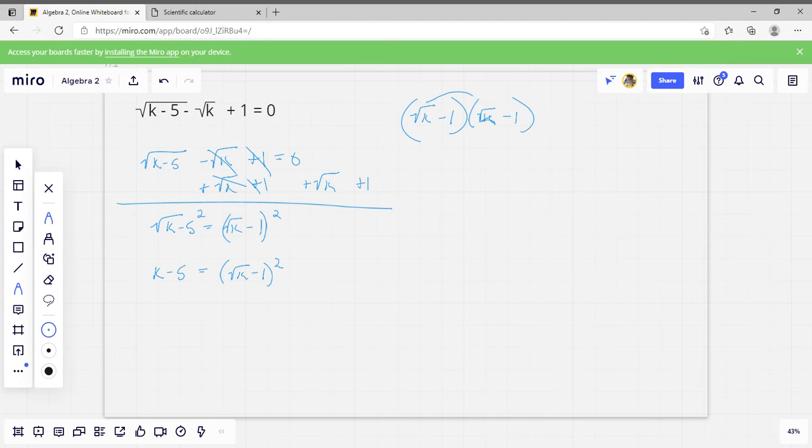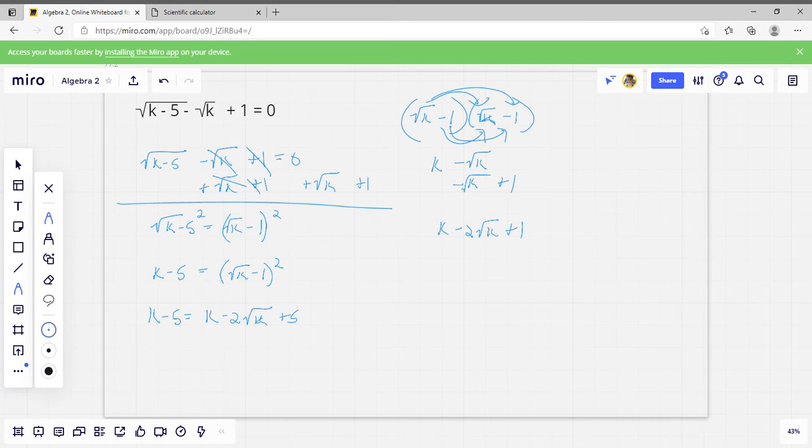Okay, so we're going to have to rainbow this. Square root of k times square root of k is going to be just k. That would be minus square root of k. And that would be minus square root of k. And then that would be -1 times -1 is +1. So we're going to have k minus 2 times the square root of k plus 1. Okay, when we rainbowed all that out. Alright, so that means k minus 5 equals k minus 2 times the square root of k plus 1.